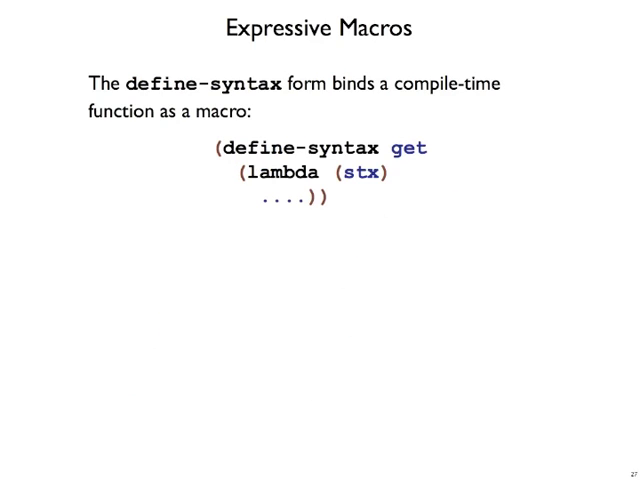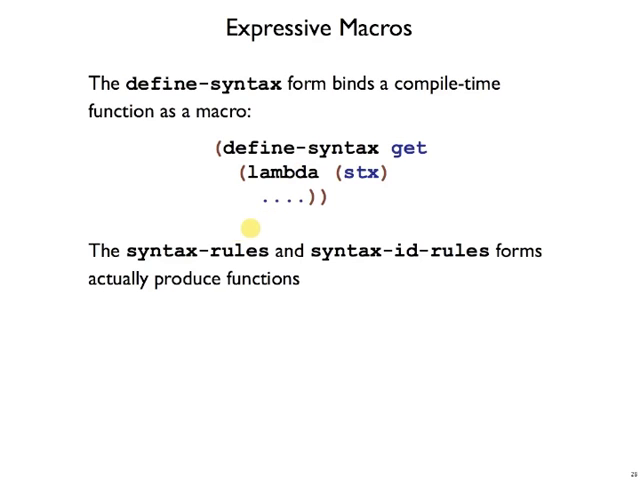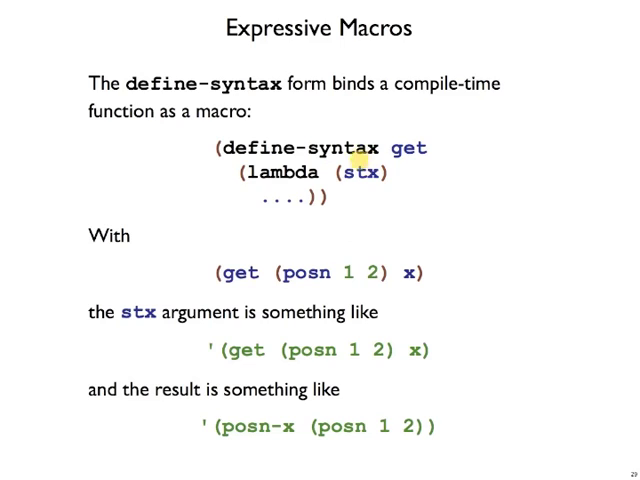So the way that we get the ability to do that is to recognize that define-syntax actually binds a name, like get, to a compile-time function. And when we use syntax-rules, that is when we say define-syntax get syntax-rules or something like that, syntax-rules is actually a macro that expands to lambda. And when we have a macro like this, define-syntax get with a compile-time lambda and an stx object, then when the macro is used in an expression like this, this function is called with an stx argument that is something like this S-expression.